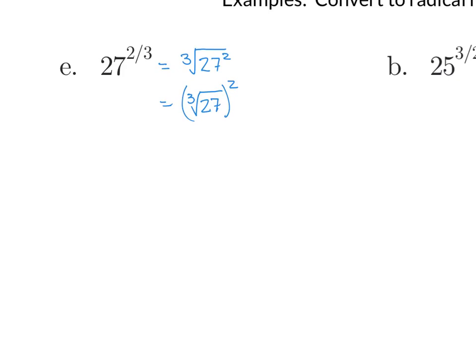The reason that I'm choosing to do this in this order is, to me, the cube root of 27 is easier to calculate first. If I square 27, then I'm going to be dealing with a number that I'm just not sure what the cube root of that is going to be. So these can be done without a calculator. So if we do the cube root of 27, the cube root of 27 is 3 squared equals 9.